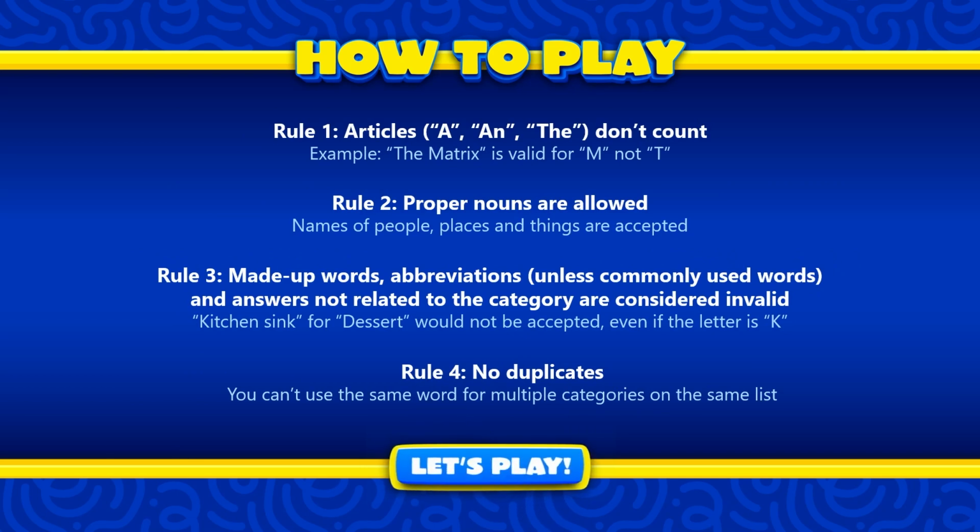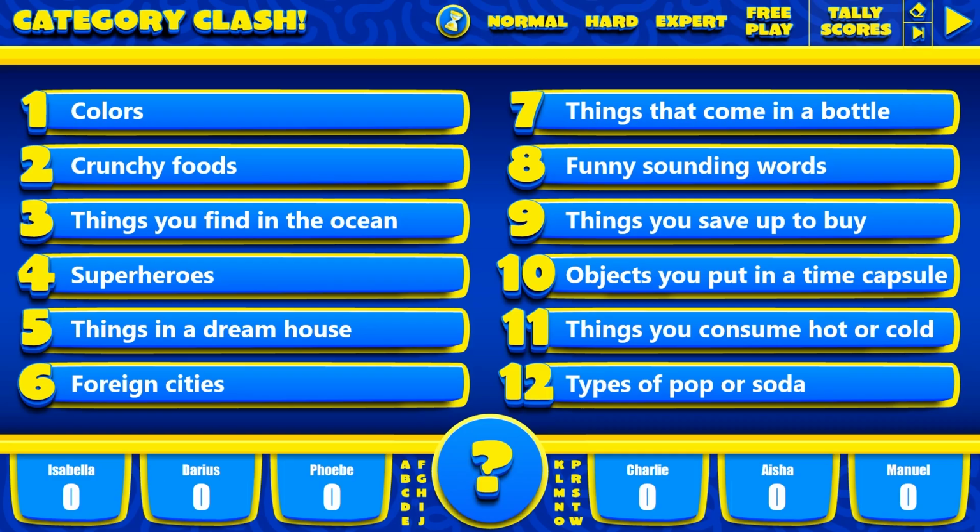Click Continue, and you can review the rules of the game with the players. Once you've gone over the instructions, click Let's Play to begin. You will see the board with the 12 categories. In the version with the scoreboard, you can click the letter button question mark to reveal a random letter, or you can click one of the letters to choose a specific letter.